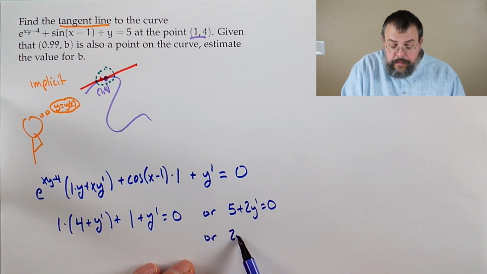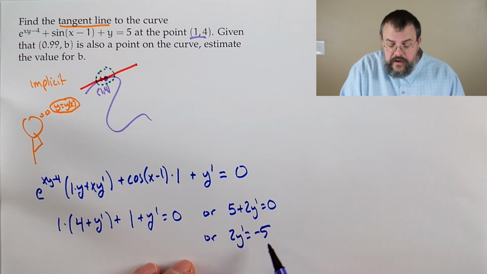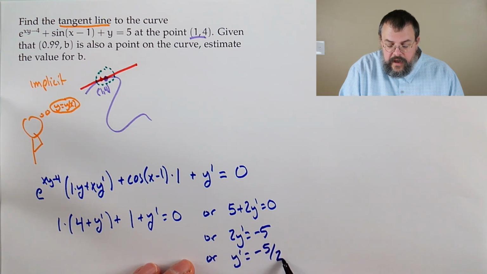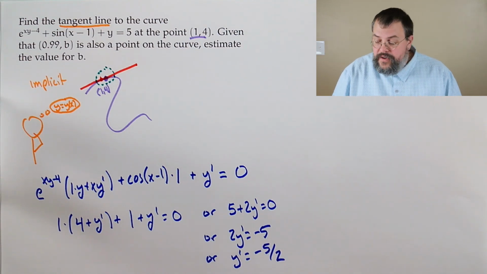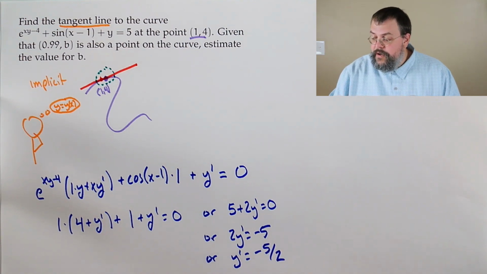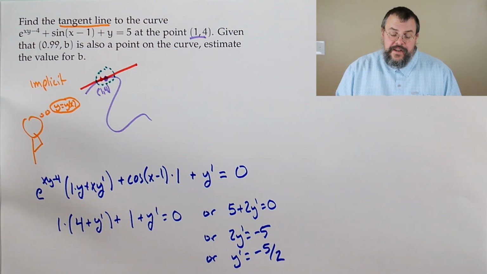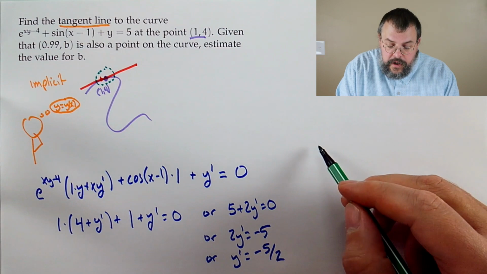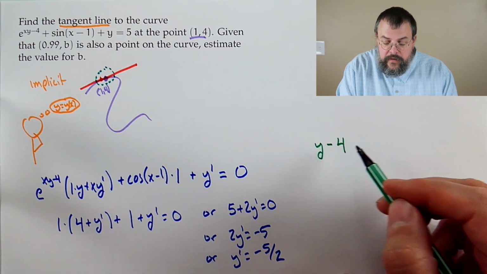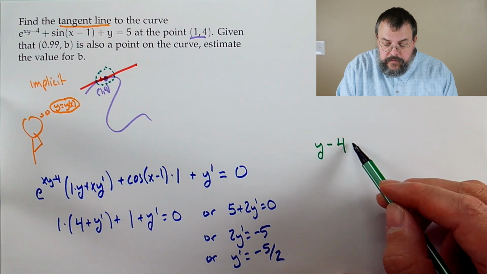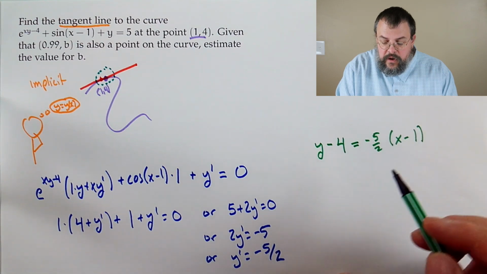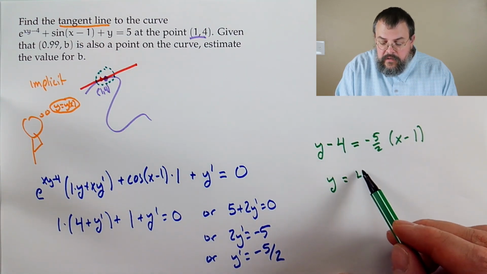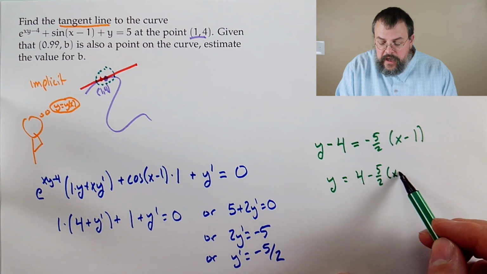Or we could say 2y prime is negative 5. Or we could say y prime is negative 5 halves. And there we go. There's our slope. Now we have our point, we have our slope, and therefore we can talk about our tangent line. So our tangent line would be what? Well, y minus our y value is equal to our slope, negative 5 halves, times x minus our x value. Or if you were to rewrite it, y would be 4 minus 5 halves times x minus 1.